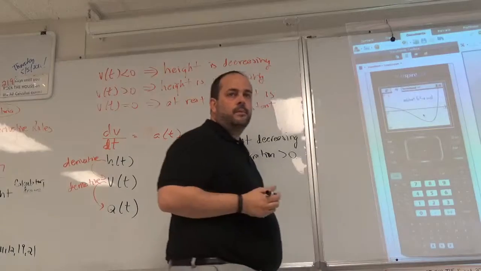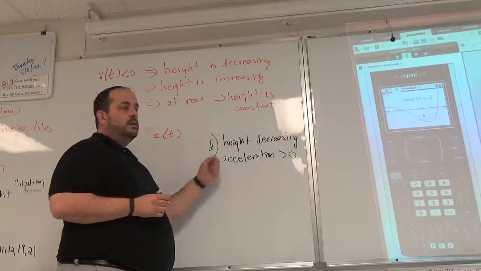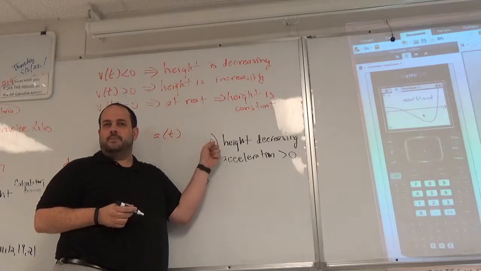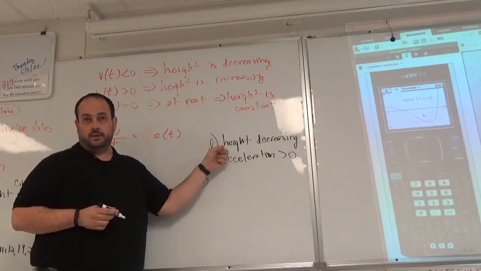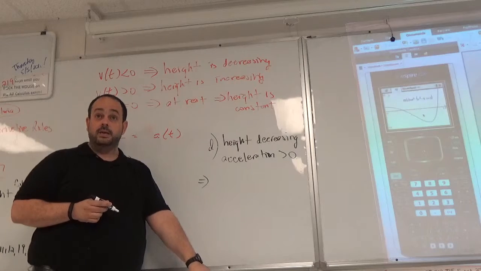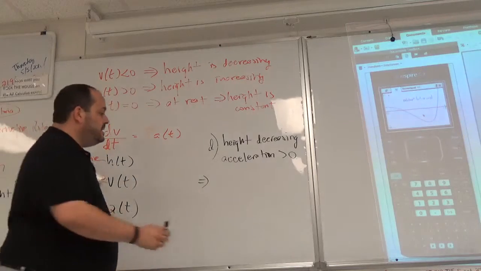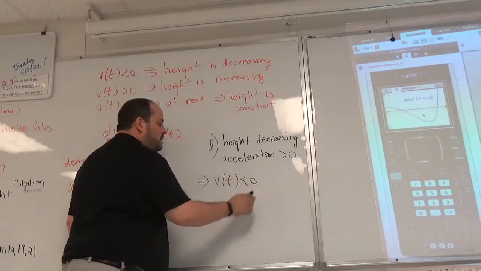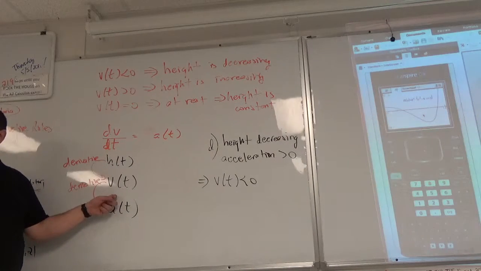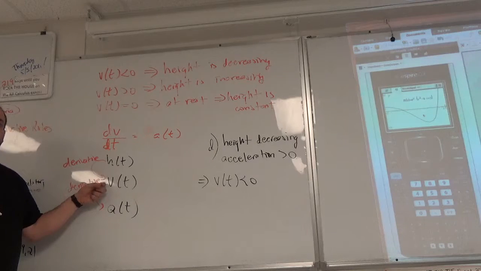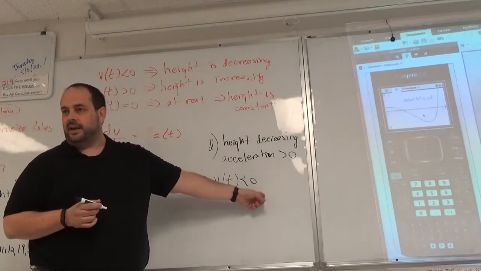Jaylene, how are you going to do it? Your height's decreasing. What does that mean about your velocity? If the height of the cat is going down, what do we know about velocity? It's going to have to be negative. Because height, if I take the derivative, I get velocity. For velocity, if I take the derivative, I get acceleration. So height is decreasing means velocity is going to be negative.